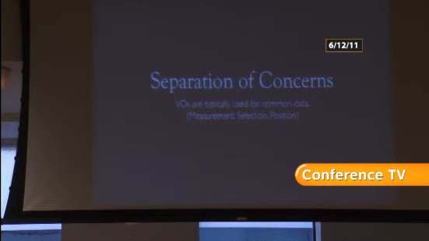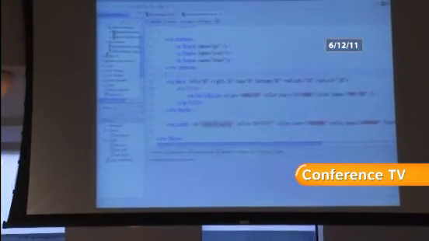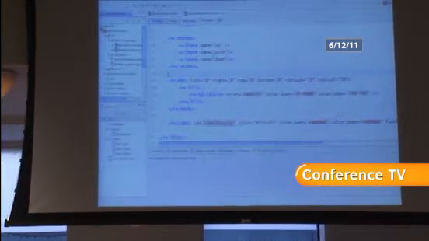Separation of concerns is also an interesting difference between us. We have a number of VO type objects which are used for common data. Examples here are for scrolling and for selection. I'll show you a few of these in the framework itself.